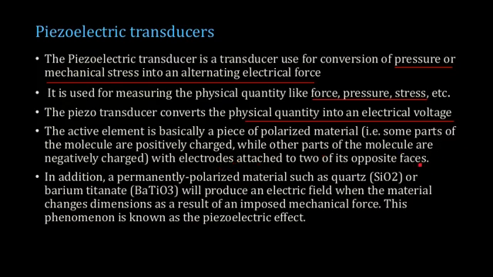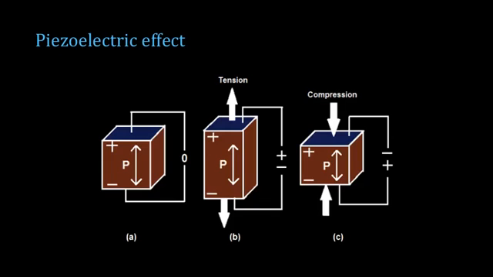So we are making use of this polarized element, and the crystal structure is a specific type of crystal structure. You will be attaching the electrodes at the faces opposite to the faces where you are applying the pressure, and you will be getting the output. Generally, elements like quartz, SiO2 or barium titanate will produce an electric field when the material changes dimension as a result of mechanical force, and this particular effect is known as the piezoelectric effect. Quartz as well as barium titanate are the general examples of piezoelectric materials.